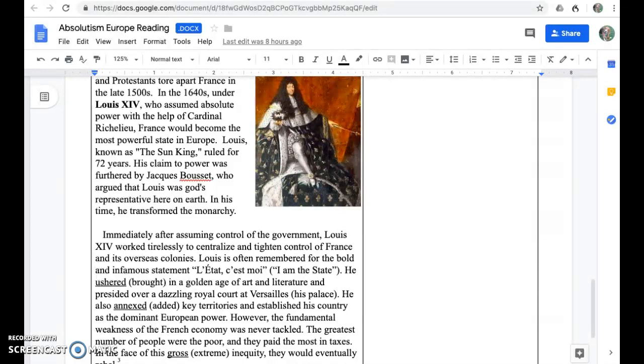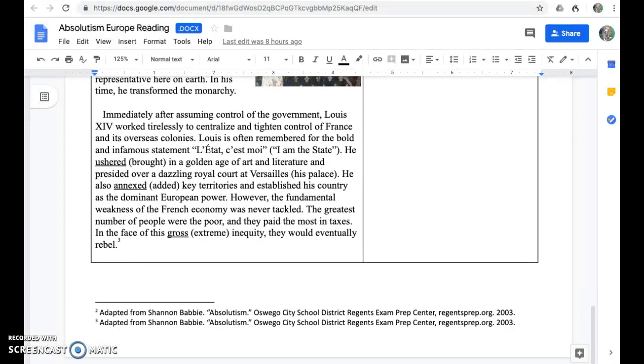In his time, he transformed the monarchy. Immediately after assuming control of the government, Louis XIV worked tirelessly to centralize and tighten control of France and its overseas colonies. Louis is often remembered for the bold and infamous statement, "L'État c'est moi," or "I am the state." He thought he was very important.